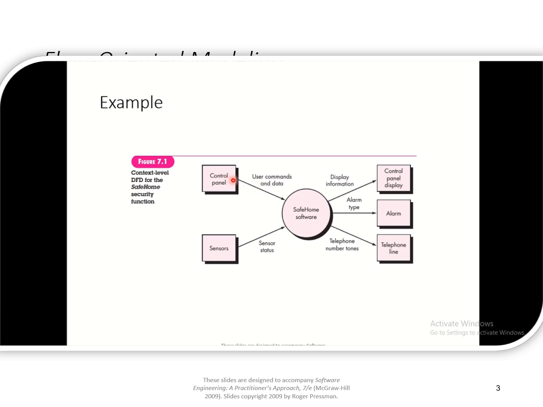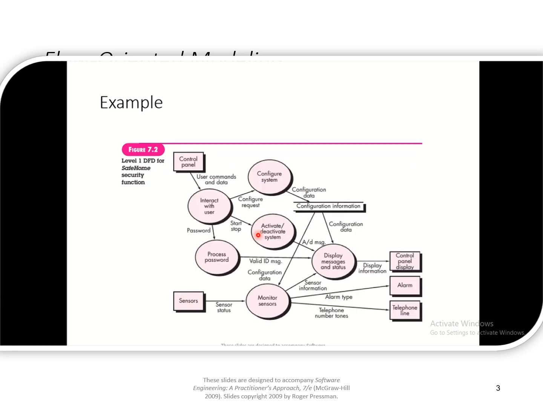So we necessarily show these commands with the values on them, user commands and data. This is the sensor status, which goes to the system, and the system then displays the information to the control panel display, gives you the alarm, and shows the different numbers of telephone tones. So this is the level 0 diagram.